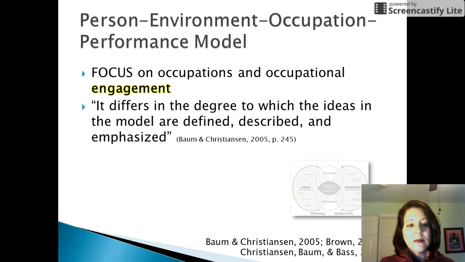All right, the focus in this model is on engagement. So they use the words performance, participation, and engagement.